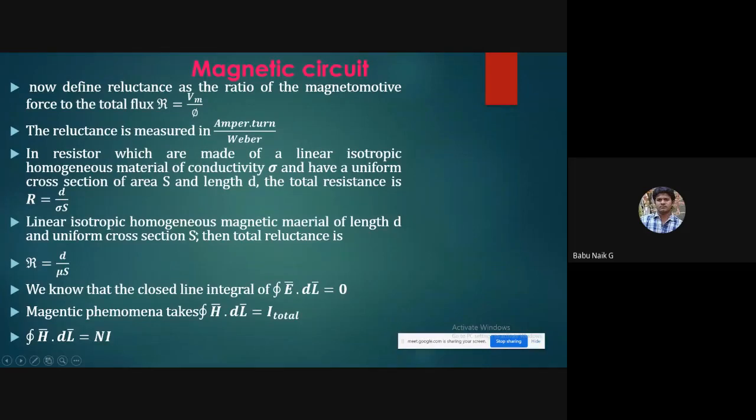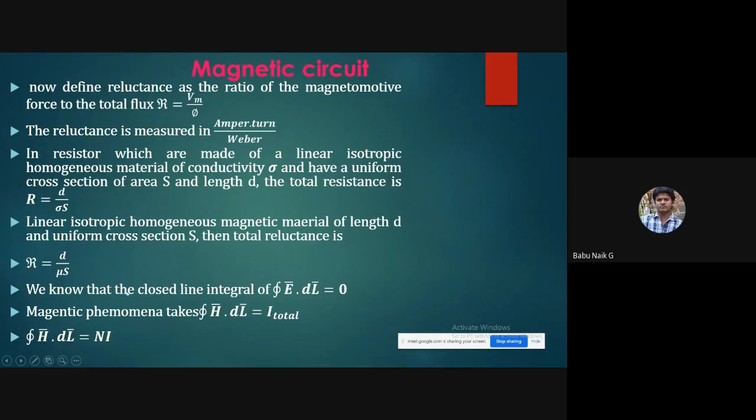In a similar way you can calculate reluctance also, for an isotropic, homogeneous material with uniformly distributed flux, cross section S, and length of the conductor d. Then the reluctance you can calculate as d over mu into S.